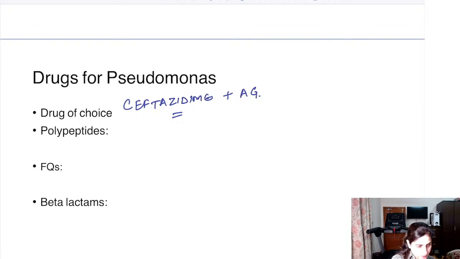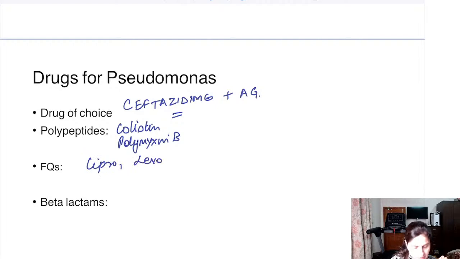Then we have other drugs which can be used for pseudomonal infections. We have colistin, polymyxin B, that can also be used. Ciprofloxacin, levofloxacin can also be used. Yes, this is the drug of choice.